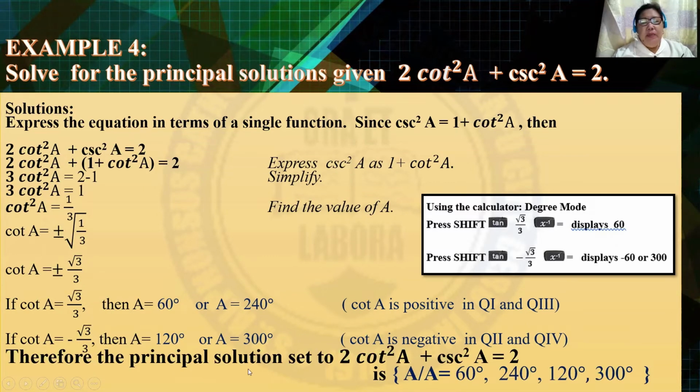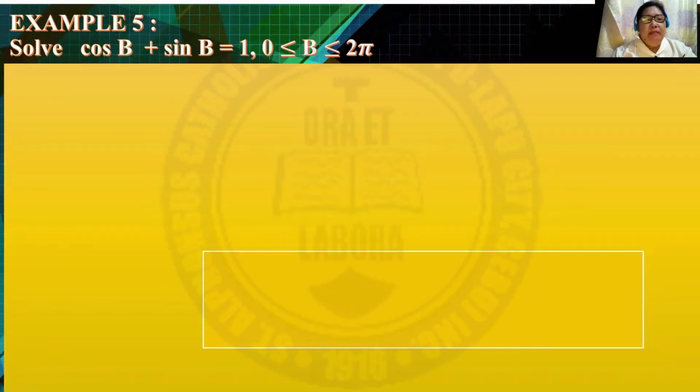Therefore, the principal solution set to cotangent squared A plus cosecant squared A equals 2 is the set of A's such that A is equal to 60 degrees, 240 degrees, 120 degrees, and 300 degrees. Next example. Solve cosine B plus sine B equals 1. The interval is between 0 and 2 pi.